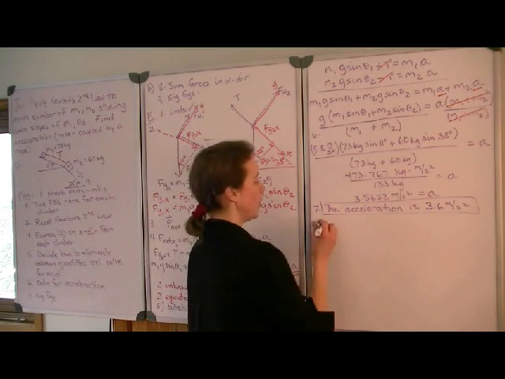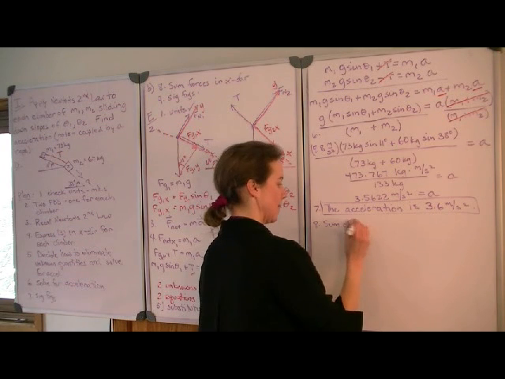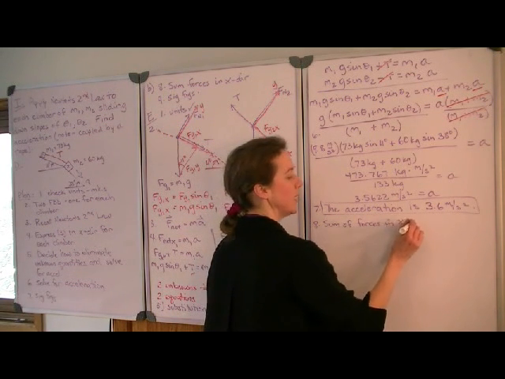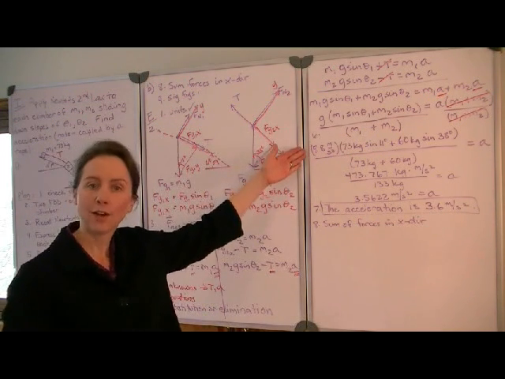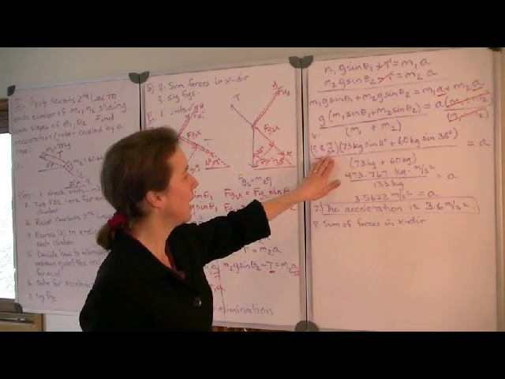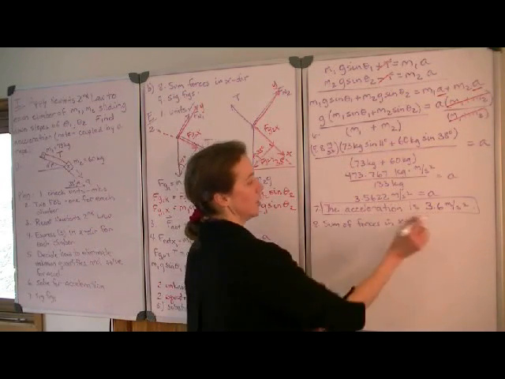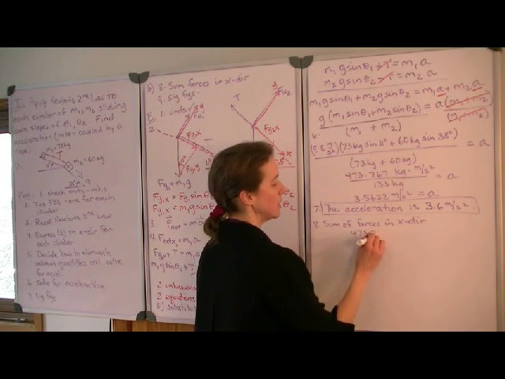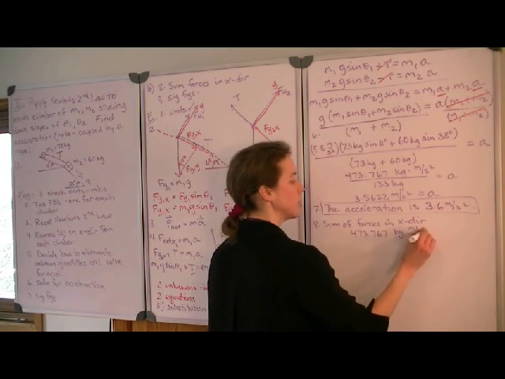So the sum of the components in the x direction is already shown here in the numerator of our expression for the acceleration. This is the x components of the weight forces for each climber. So that we already computed as 473.767 kilograms times meters per second squared.